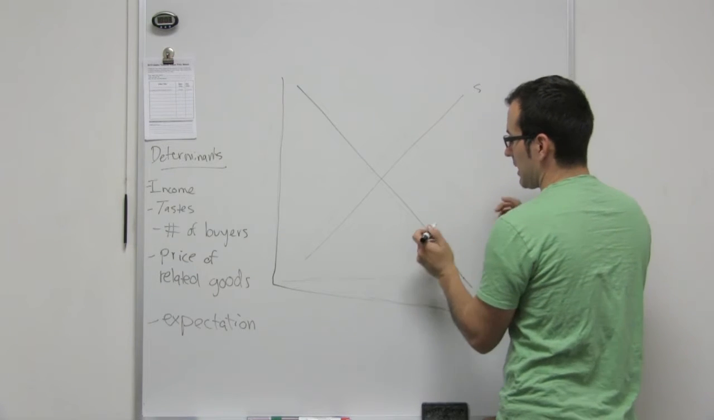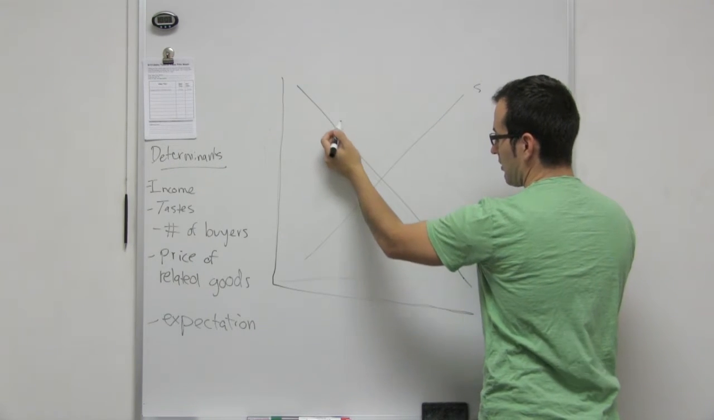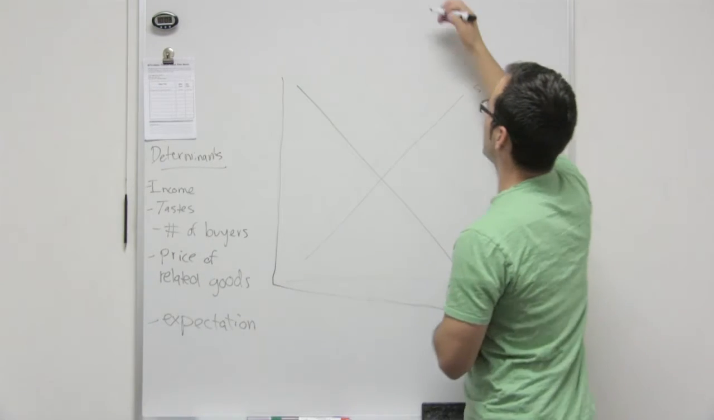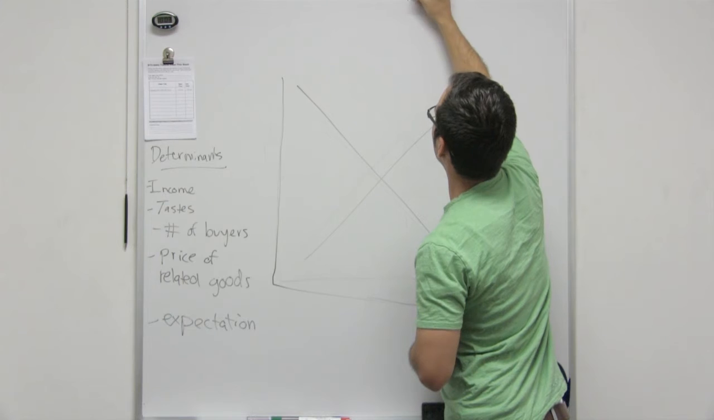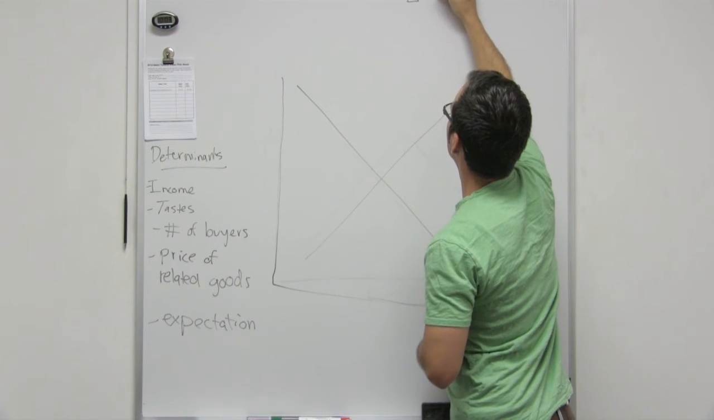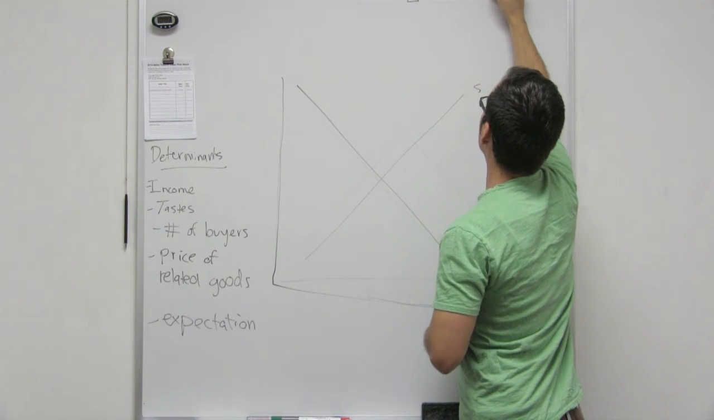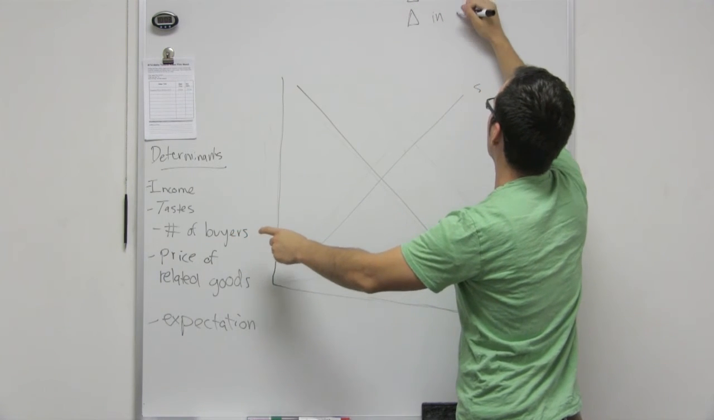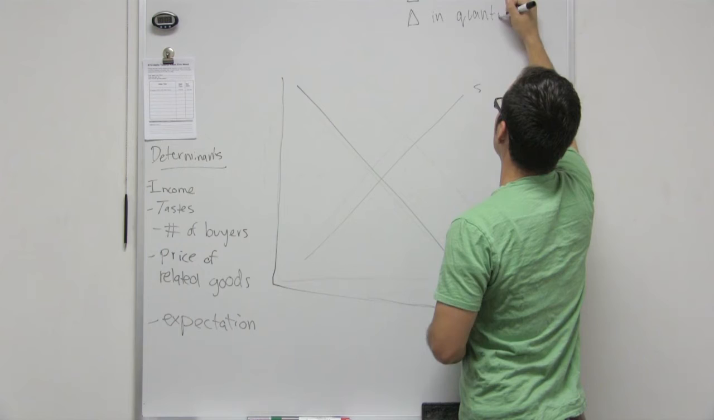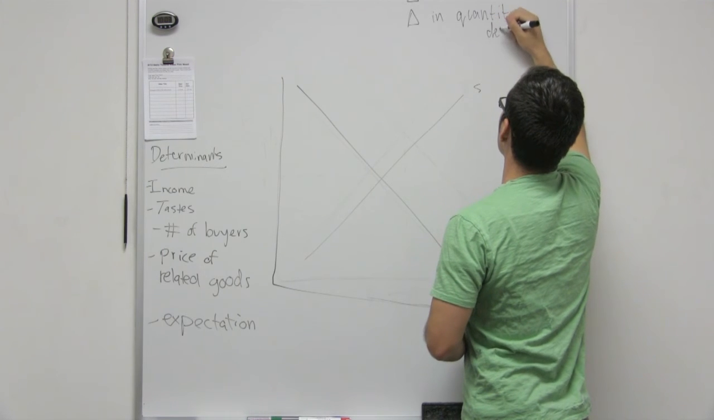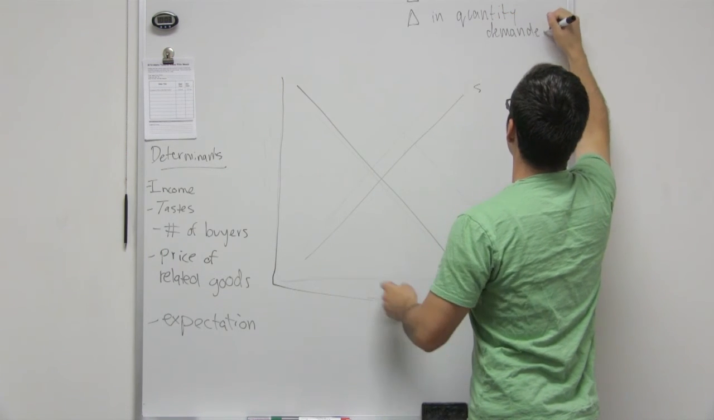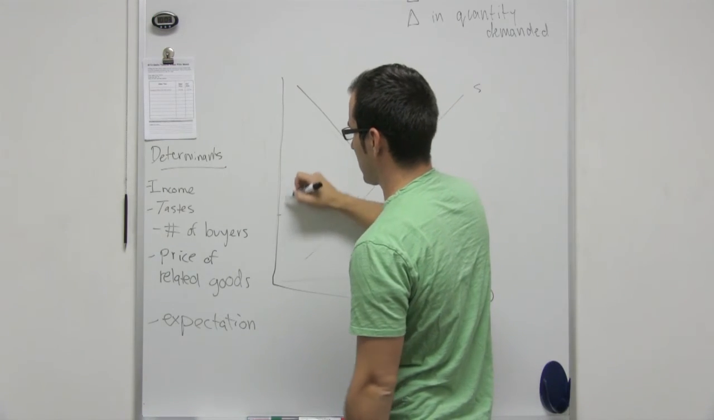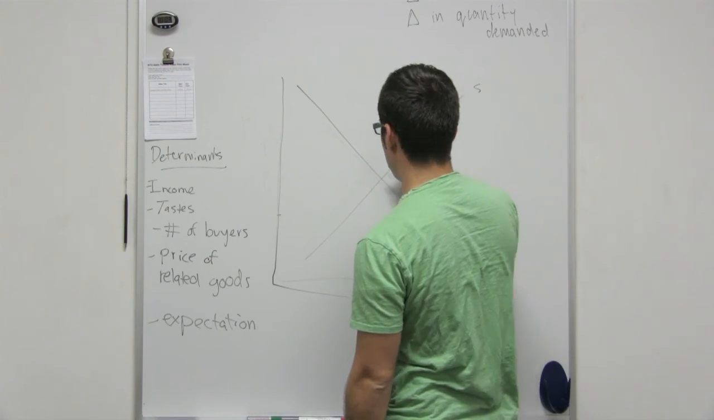And do you know what would make it move along the demand curve? It's the difference between a change in demand, which is all these things right here, and a change in quantity demanded, which is different. That's just a movement along the curve. The only thing that changes is price. So if the price goes from here to here, you're going to go from this point to this point up here.